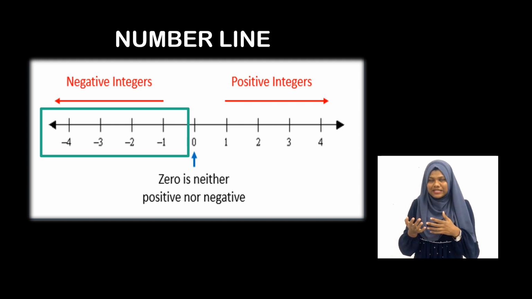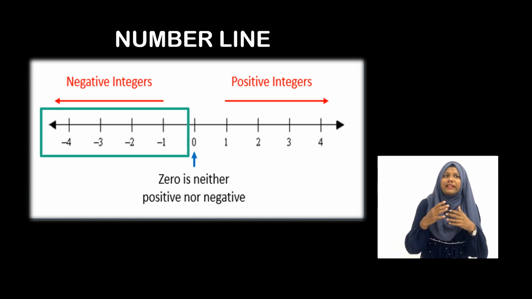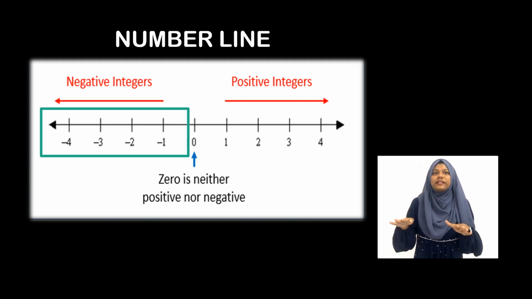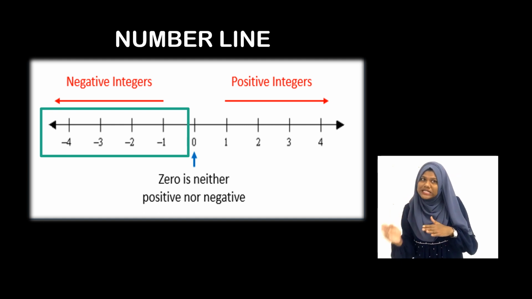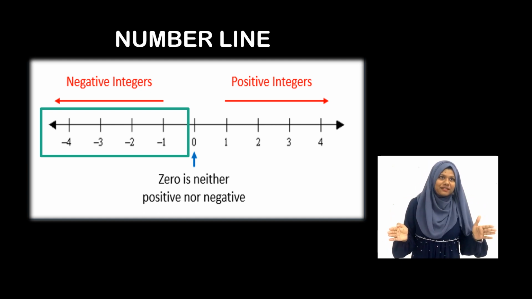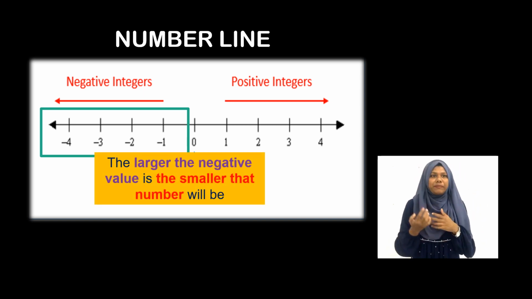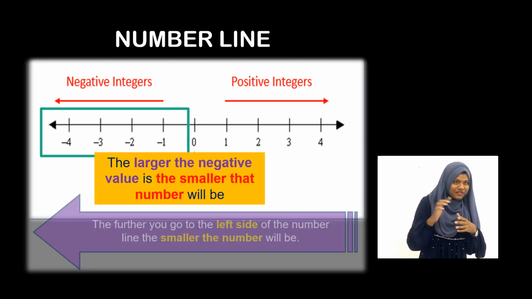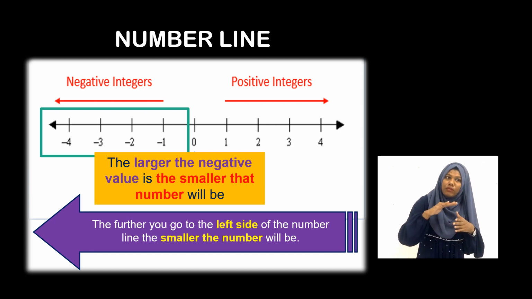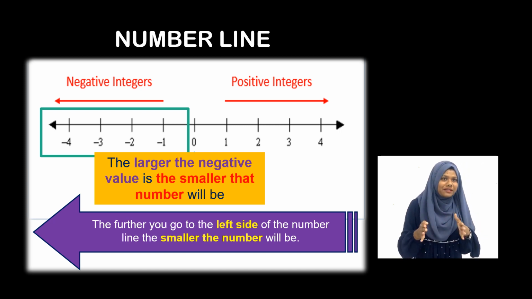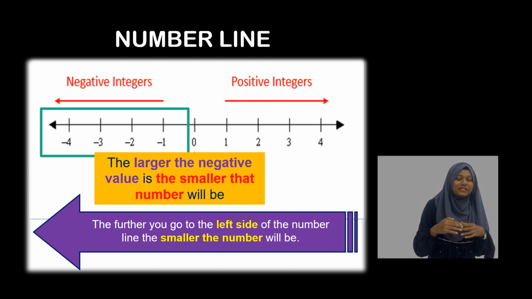Now, let's try this together. Let's put these integers in order. Let's order from the smallest integer to the biggest. The larger the negative value, the smaller the number will be. The farther you go to the left side of the number line, the smaller the number will be. So, in this case, how will you write these numbers in ascending order?